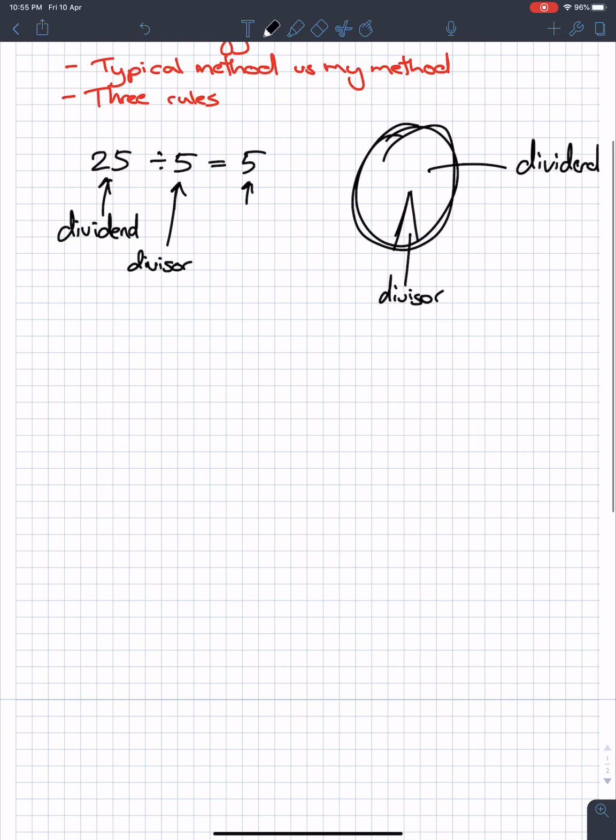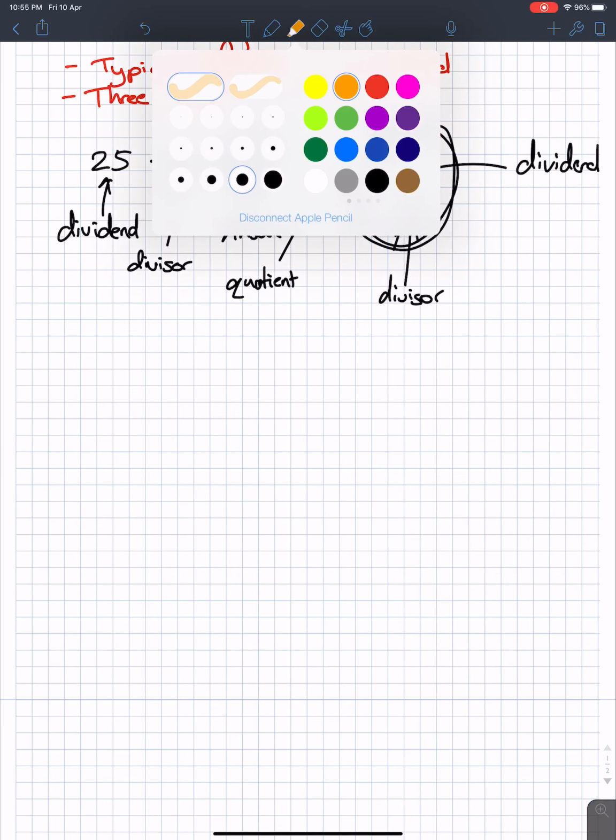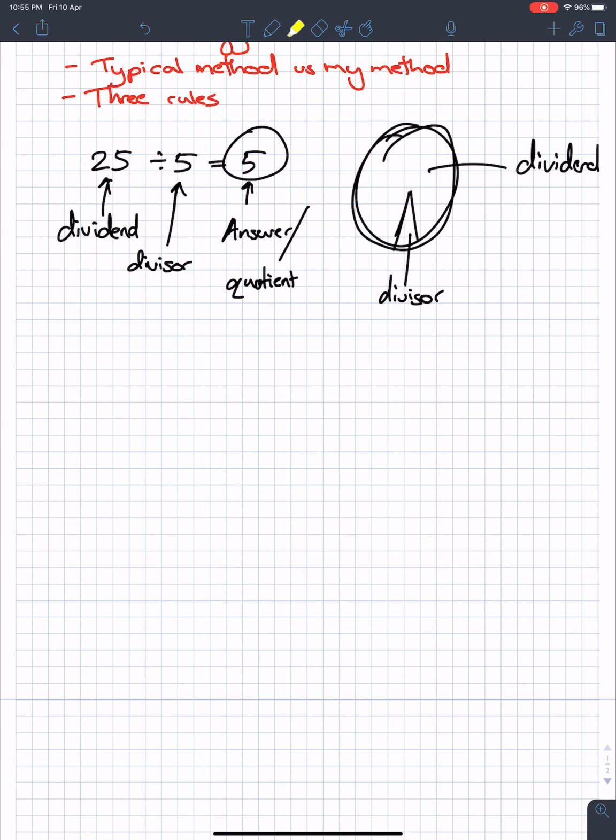And this 5 here is generally called the answer, or more technically the quotient. But for the most part in this tutorial we'll refer to this number as the answer. So we're dealing with the dividend, the divisor, and the answer.